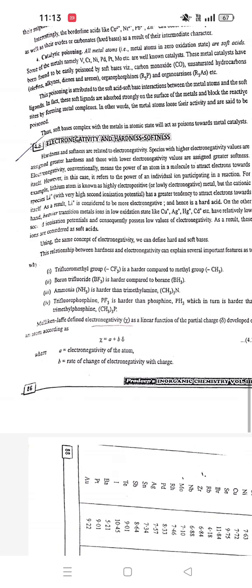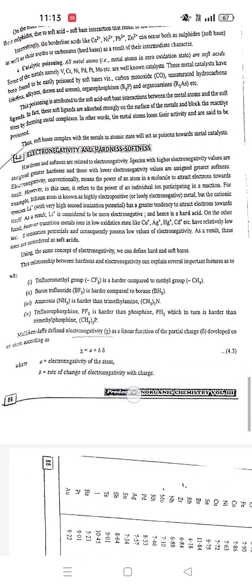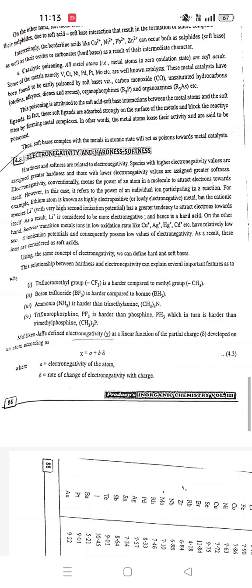Using the same concept of electronegativity, we can define hard and soft bases. The relationship between hardness and electronegativity can explain several important features as below. Trifluoromethyl group CF3 is harder compared to methyl group. Boron trifluoride is harder compared to borane. Ammonia is harder than trimethylamine. Trifluorophosphine PF3 is harder than phosphine PH3, which in turn is harder than trimethylphosphine.